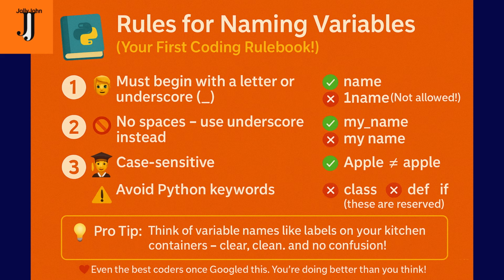Whenever you are naming variables, remember they are case sensitive. That means a capital letter Apple and a small letter apple are both different. Why? Because one is capital, one is small. And try to avoid the Python keywords like if, else, class, def. There are some reserved keywords which are inbuilt to Python that you need to avoid.